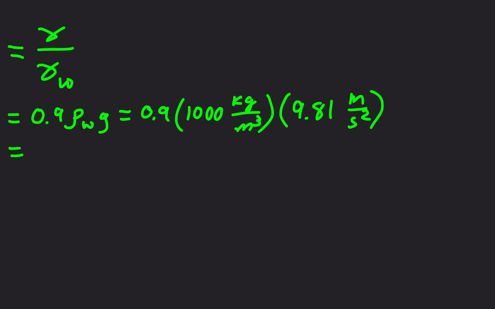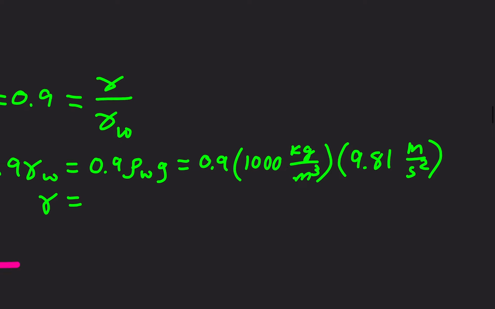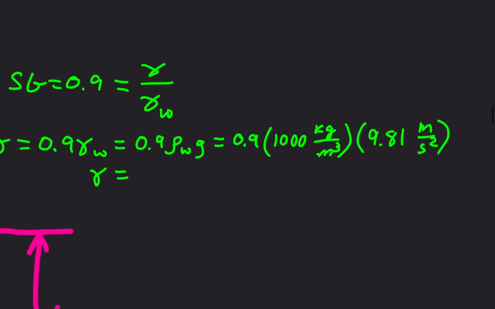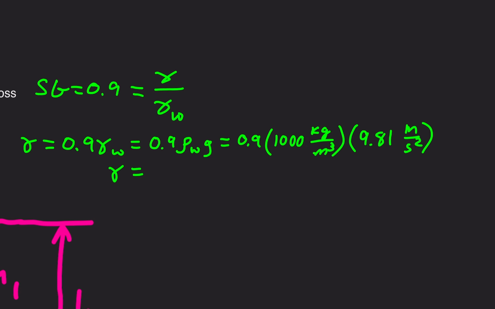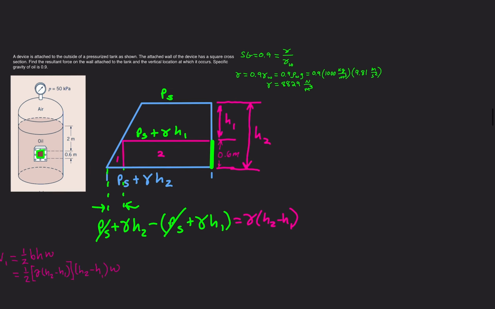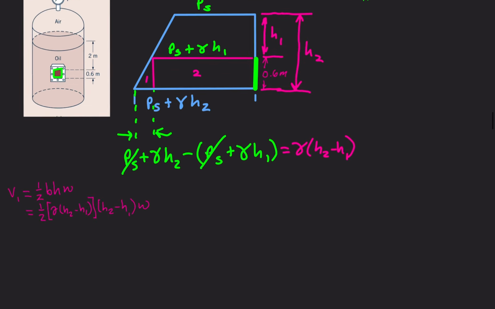All right, specific weight of, and I shouldn't be calling this water because we're talking about oil. I may have said water, but I meant oil. The specific weight of oil is equal to 8829 newtons per cubic meter.